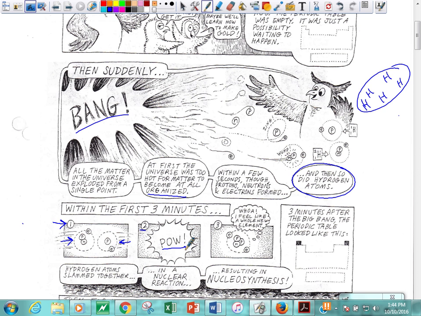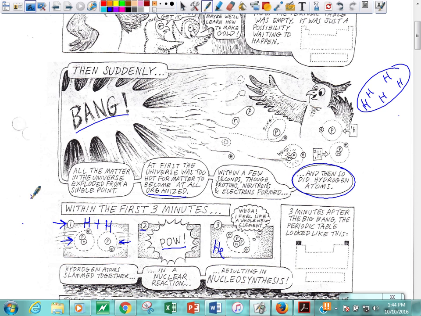Pow! Is there a lot of energy released in nuclear fusion reactions? Yes. And so in this box here, number 3, it says, whoa, I feel like a whole new element. Why does he feel like a whole new element? Because it is. What element were they pushing together right here? Hydrogen plus hydrogen. If we look at the periodic table, what's the atomic number of hydrogen? 1. What's 1 plus 1? 2. What element did we make here, guys? Helium. That's why it feels like a whole new element, because it is a whole new element.